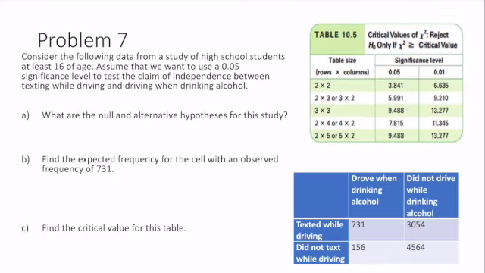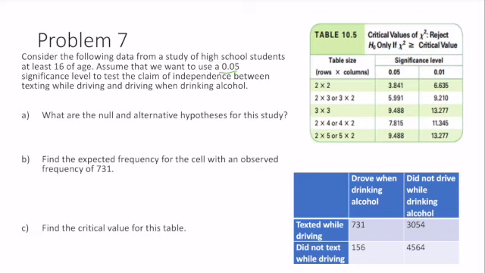All right, problem 7. Again, uses a chi-squared table. This one's a little bit simple for you. You don't have to fill out the whole table. So consider the following data from a study of high school students at least 16 years of age. Assuming that we want to use a 0.05 significance level to test the claim of independence between texting while driving and driving while drinking alcohol.